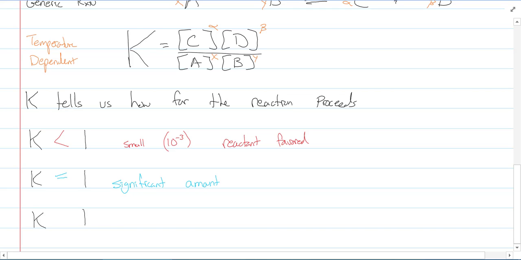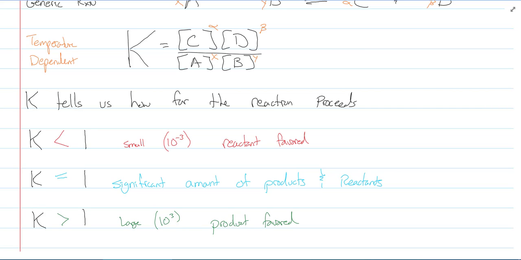K can equal 1, and that means we have a significant amount of products and reactants. And lastly, K can be bigger than 1, and a lot of times we call this large, and it's about 10 to the third, and it is product favored. And so obviously, when I say K equals 1, anything from about 0.001 to about 1,000, we pretty much say that K is in the close to the 1 range. At least that's how we're going to look at it, because we're going to have a significant amount of products and reactants in the solution.